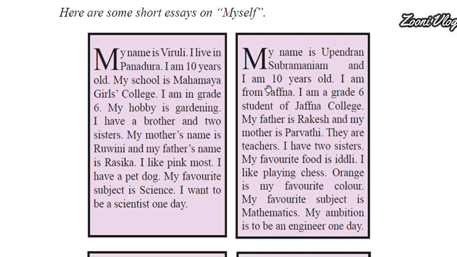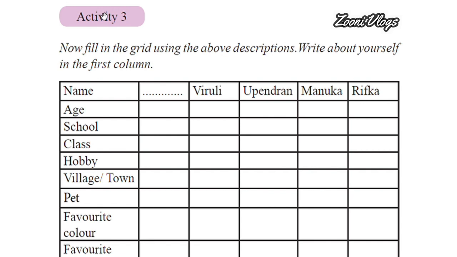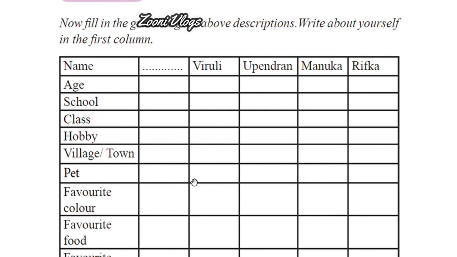Now there's another activity, activity 3. You fill in the grid using the above description. Write about yourself in the first column. Okay, now you have to fill these things and you have to write about yourself in the first column.